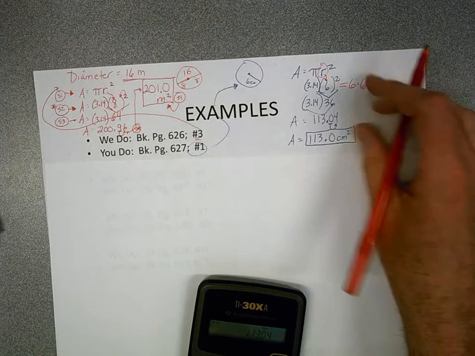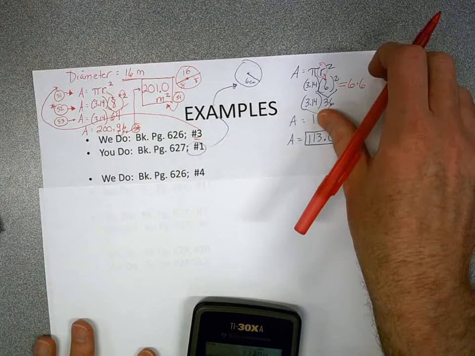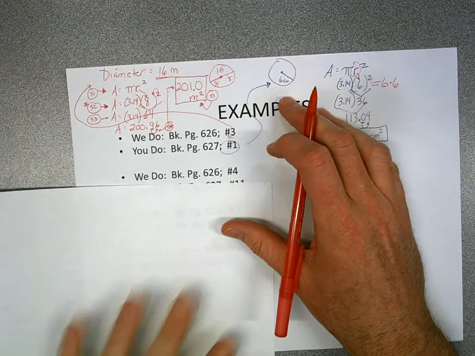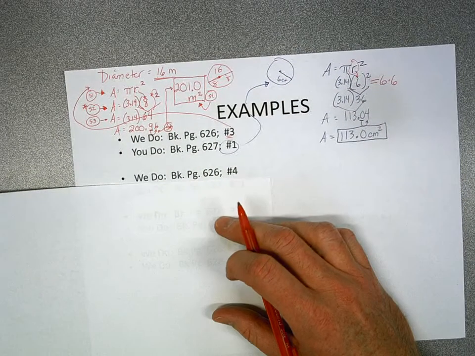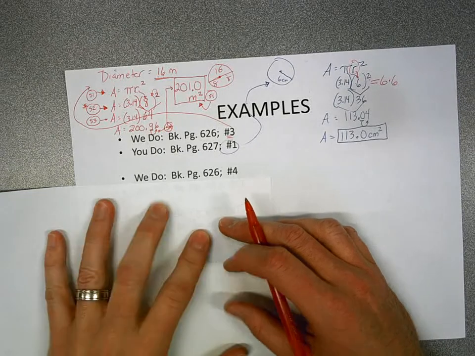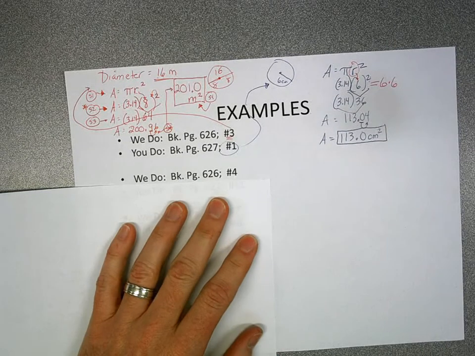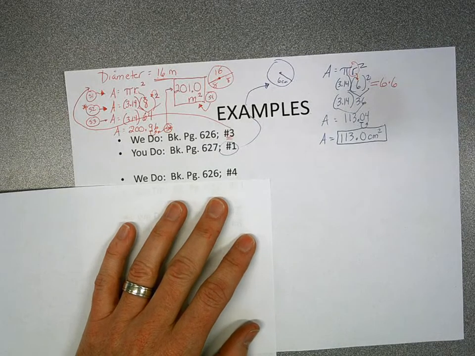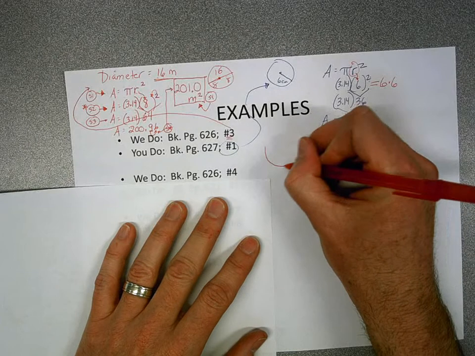All right, let's go ahead and take a look at the next problem. Problem number 4 on page 626. So flip back to 626. It says Rondell draws the semicircle shown at the right. What's the area of the semicircle? Use 3.14 for pi. So that semicircle looks kind of like this.